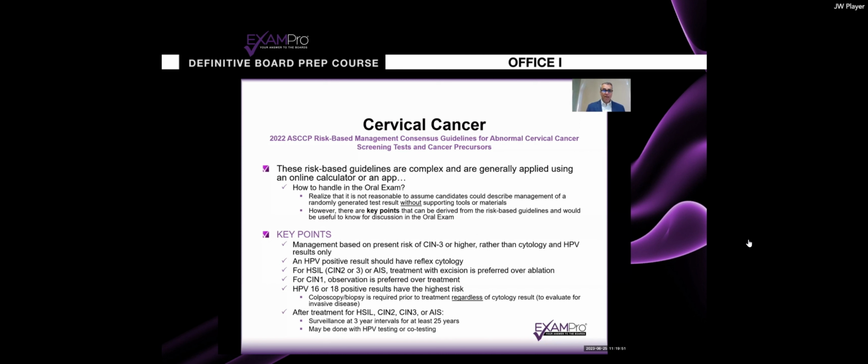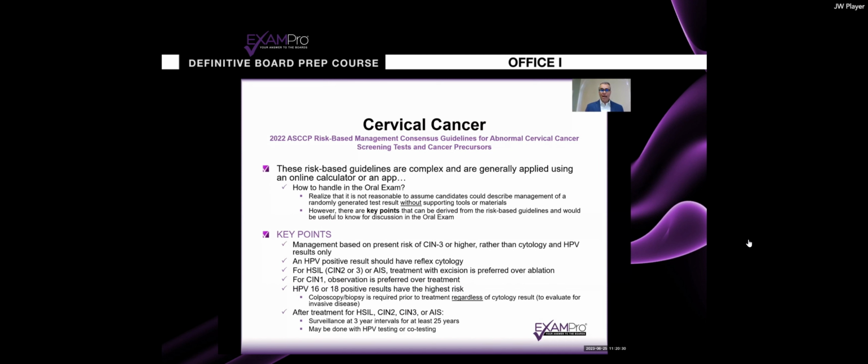First, management is based on present risk of CIN3 or higher, rather than on the individual cytology and HPV result. If you use the calculator on a regular basis, which I suspect you do, you know that it has the opportunity to enter past results. So it's not just based on one result, it's based on the patient's overall assessment of risk for CIN3 or greater. And that's for management. Surveillance, once we conclude management, is often based on the 5-year risk. That's a secondary component, but not the key point that I want to really focus you on.